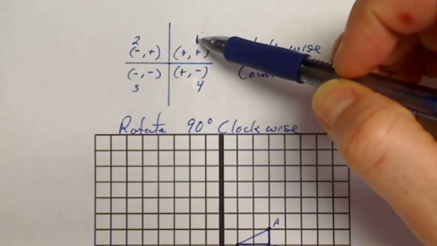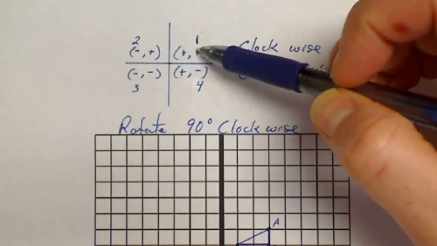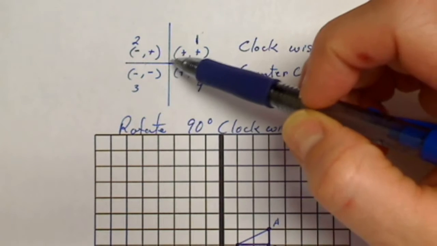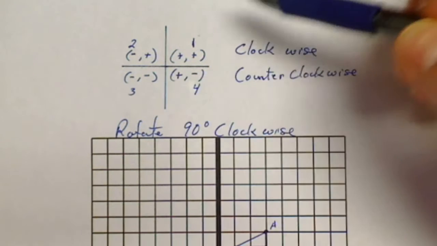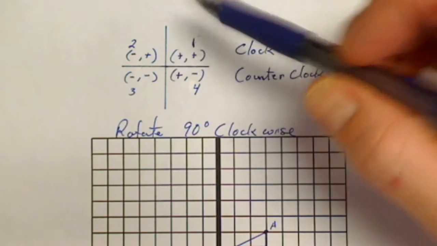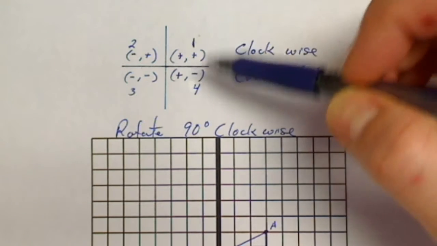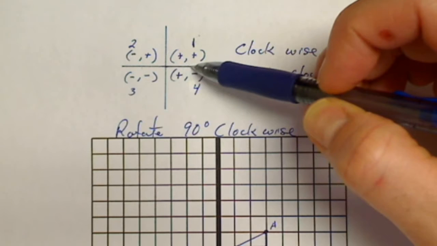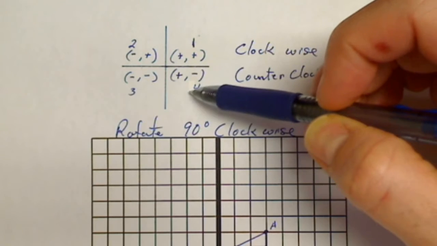Three is going to be the opposite of one. If one's positive, positive, three is negative, negative, because instead of going right and up, we're going left and down, or back and down. And then quadrant four is obviously the opposite of two. If two is negative, positive, then four is going to be positive, negative. Again, the X's are positive because we're going to the right, and the Y's are negative because we're going down.